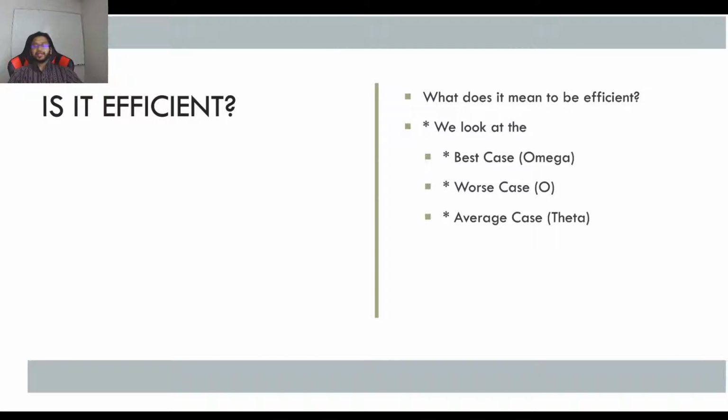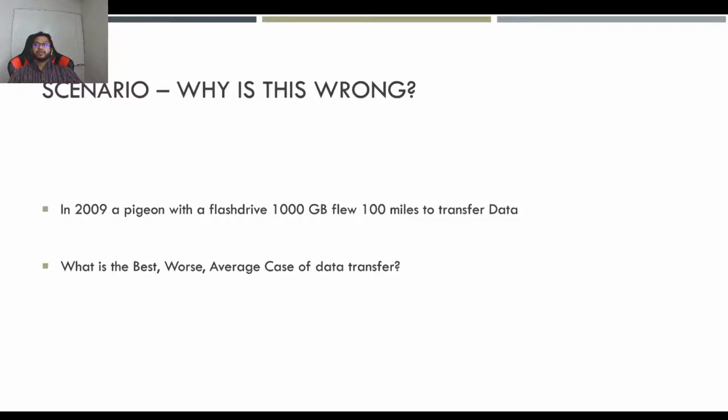So let's go over a simple example. In 2009, a pigeon had a flash drive with 1,000 gigabytes tied to its leg, and it flew all the way over 100 miles to its destination. So, in this case, what is the big O notation? Well, let's get a pen up and running. Well, this is data, on the x-axis, data. And over here we have time.